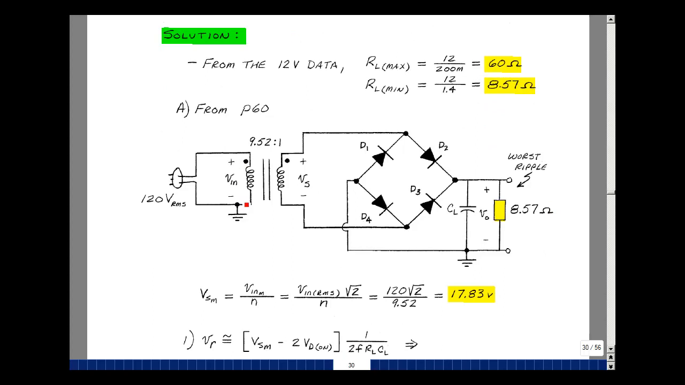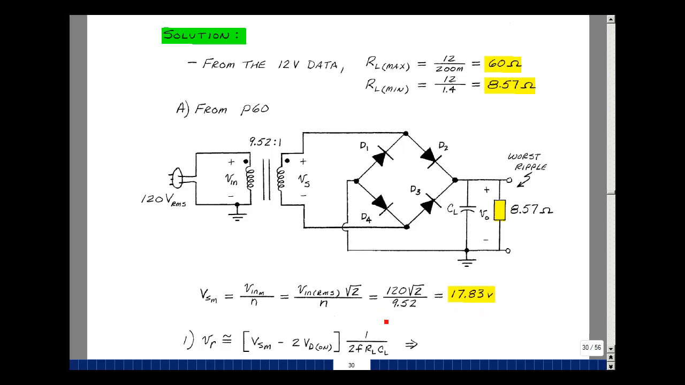Here's the input to the transformer, and here's the secondary, the output. Let's solve for the maximum value here. We're going to use that in some of our formulas. That's going to be equal to the input maximum divided by the turns ratio. And the maximum of the input is the RMS value times the square root of 2. 120 times the square root of 2 over 9.52 is 17.83 volts.